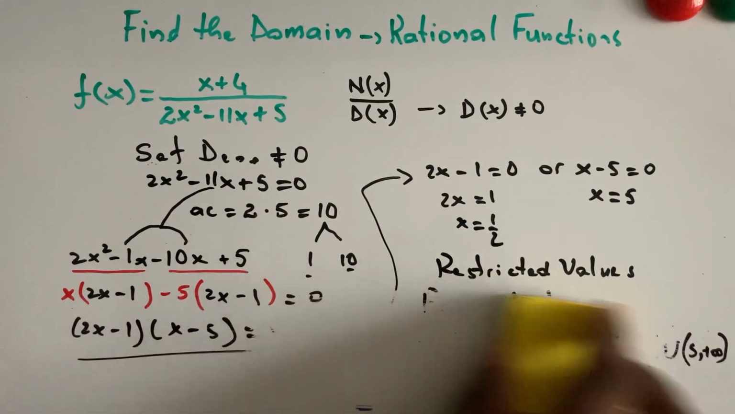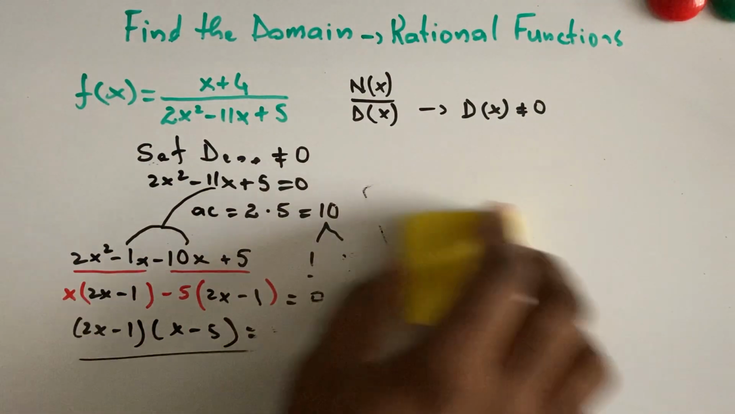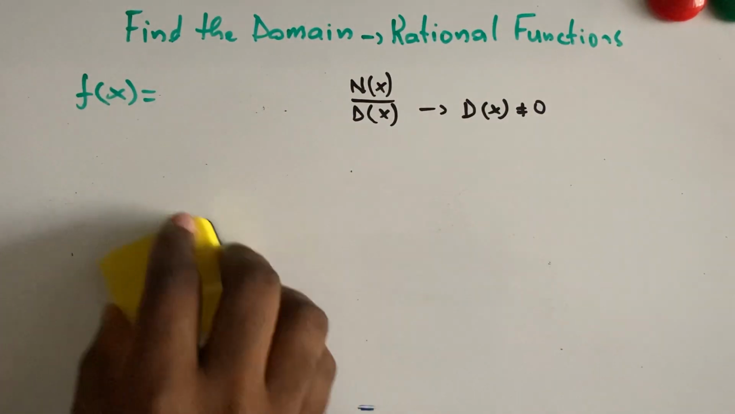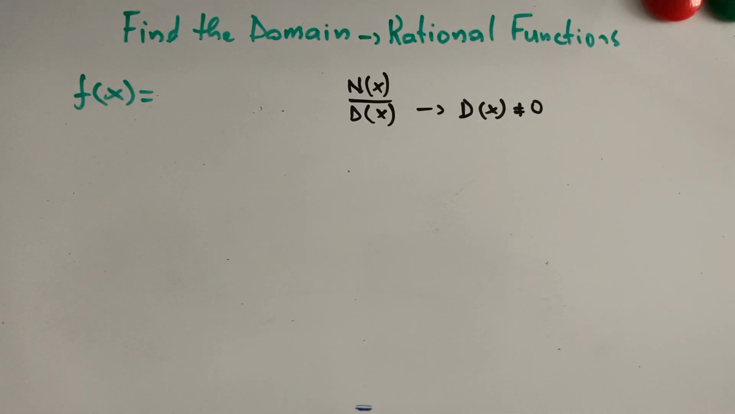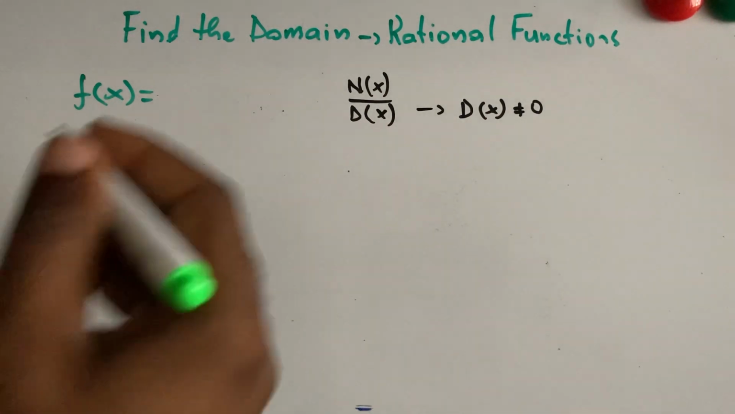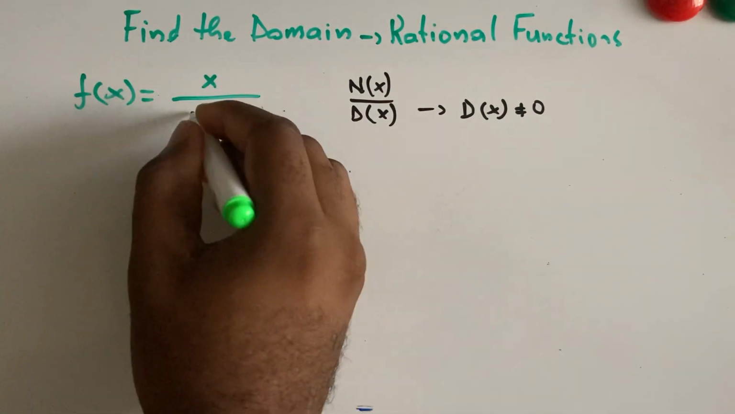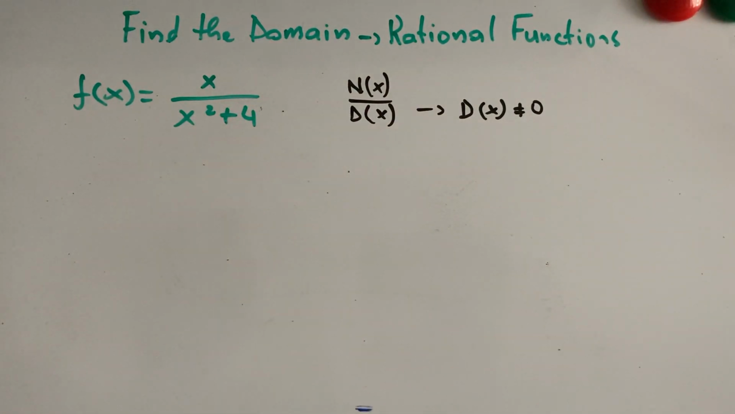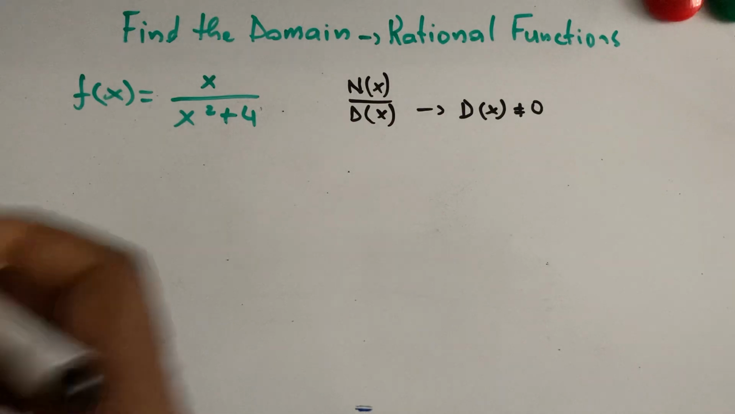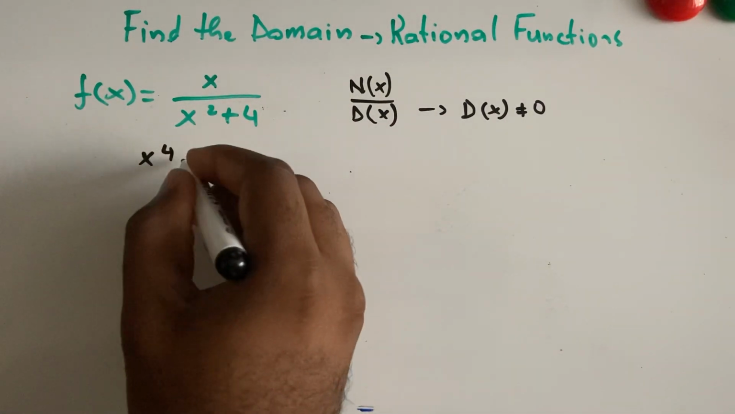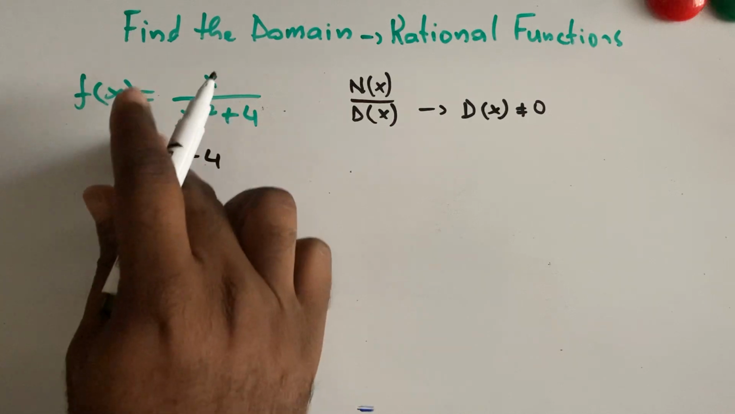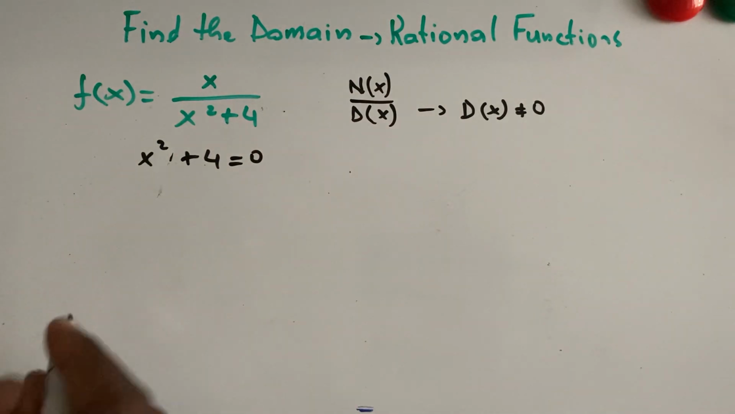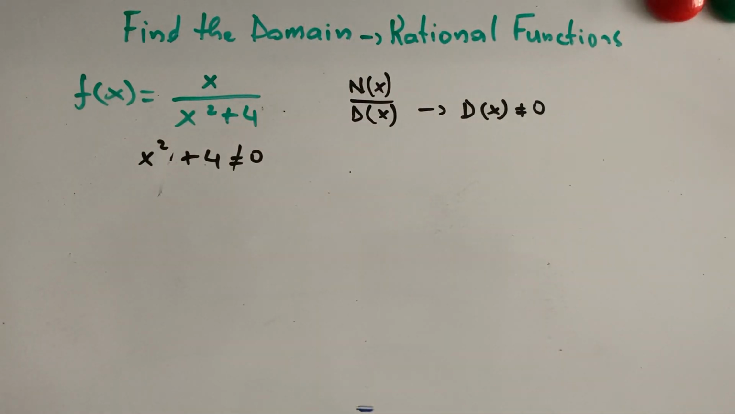Now let's quickly see another example, because I want to show you another example here. Now, what if we had x over x squared plus 4? In this case, again, you set the denominator to 0. So x squared plus 4 equals 0, and you're going to solve this to reject those values because you don't want it to be 0, okay?